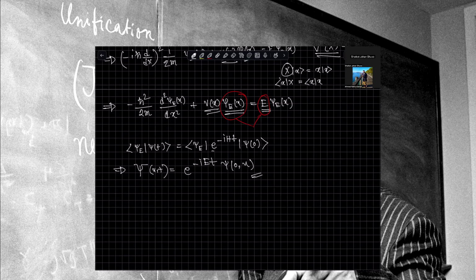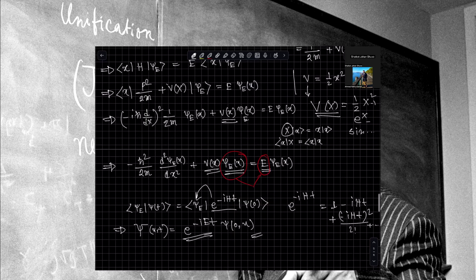Why? Because you can write this e to the negative iHt as a series: 1 minus iHt, then plus negative iHt squared, which means multiply H twice, over 2 factorial, and so on. All of these things will act on this energy basis and give the energy eigenvalue, and you can show that this will become this.